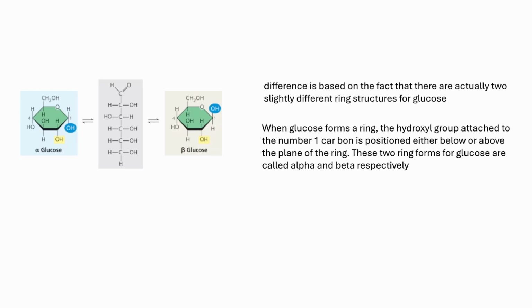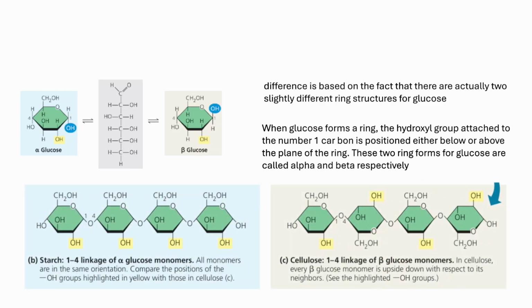In starch, all the glucose monomers are in the alpha configuration, the arrangement as we can see, and in contrast, the glucose monomers of cellulose are all in the beta configuration, making every glucose monomer upside down with respect to its neighbor. The differing glycosidic linkages in starch and cellulose give the two molecules distinct three-dimensional shapes.